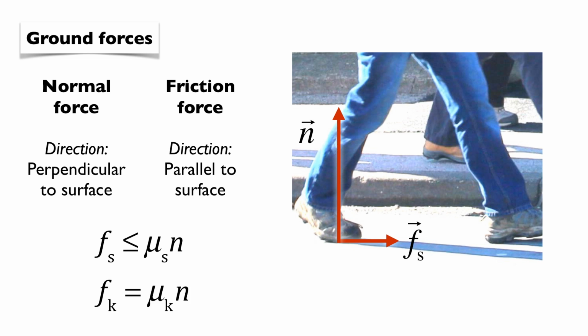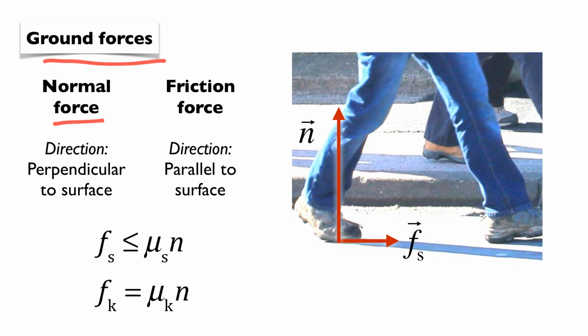Now, whenever I have two objects in contact, I get these kinds of forces. When you're walking, the ground exerts two forces on you. There's a normal force perpendicular to the ground, and there's a friction force parallel to the ground.